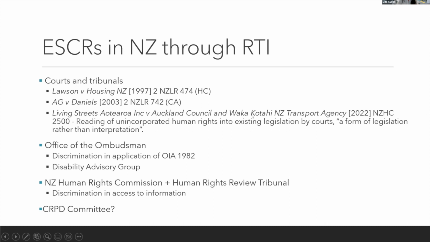And also what I want to investigate is other avenues, for instance, under the jurisdiction of the New Zealand Human Rights Commission and the Human Rights Review Tribunal, and what the Office of the Ombudsman has done so far in terms of protecting equality in access to official information.